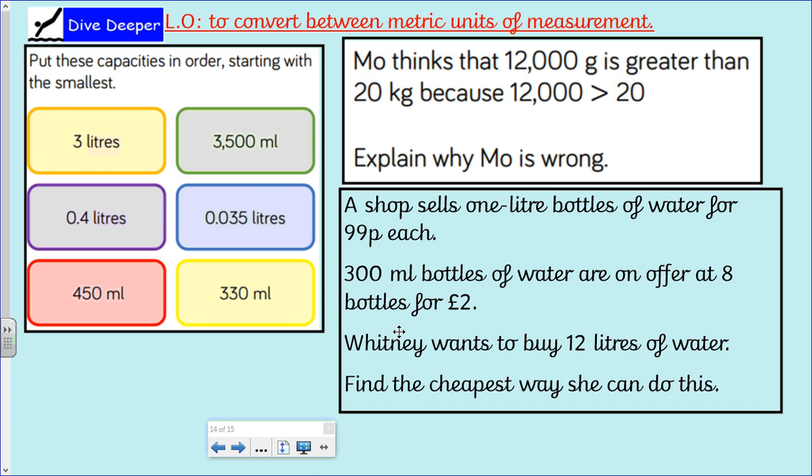And again, the answers for that are on the PDF file on Purple Mash.